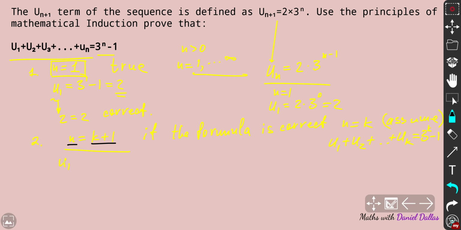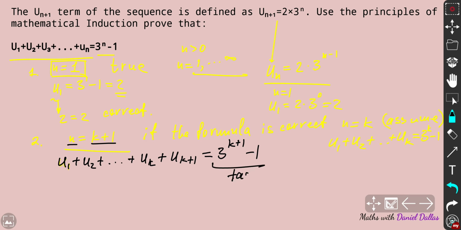So we plug k plus 1 instead of n, so that means we've got u1 plus u2 plus, and finally plus. Before writing just the k plus 1 term, I'll write the pre-last term as uk, and finally the last term uk plus 1. As our target, you simply understand that if you plug n equals k plus 1, we need to be able to prove that the right side should look like 3 to the power k plus 1 minus 1. So this is the target, and that's what we are supposed to prove.